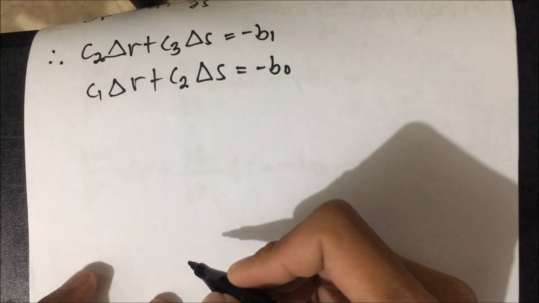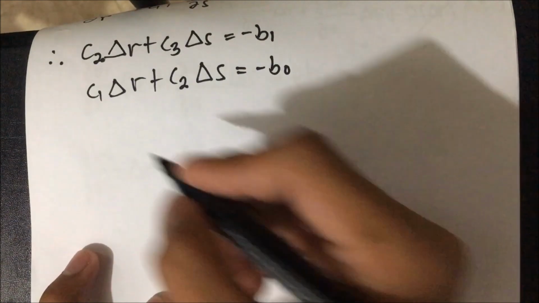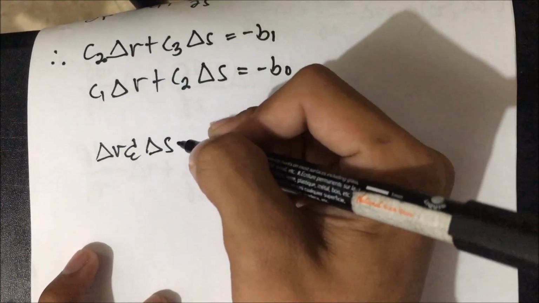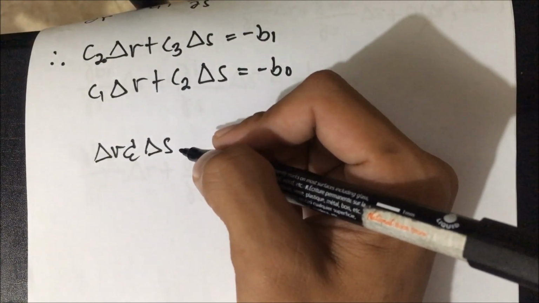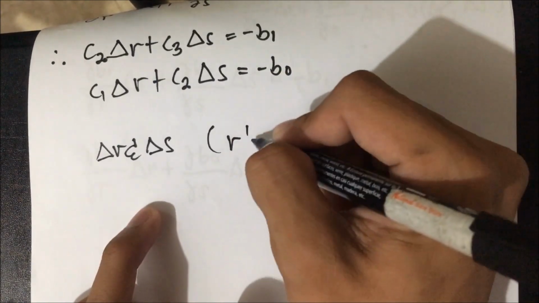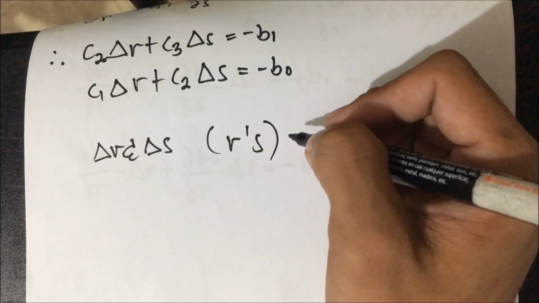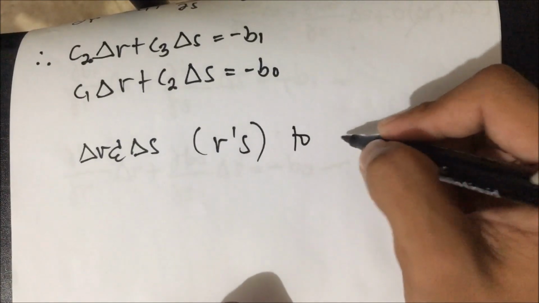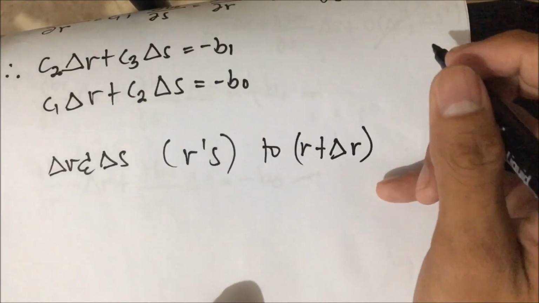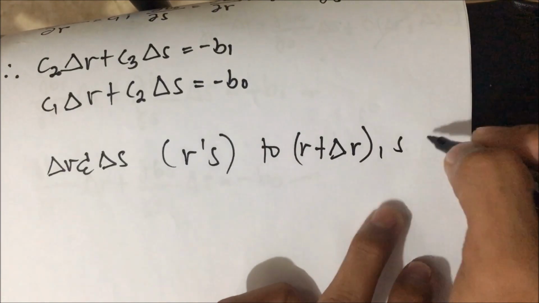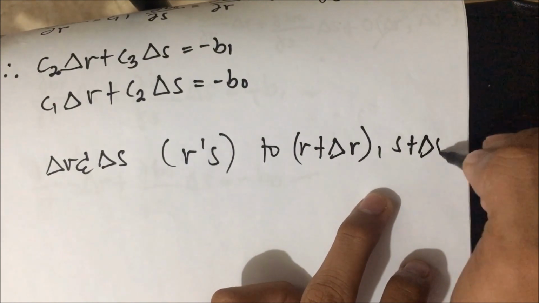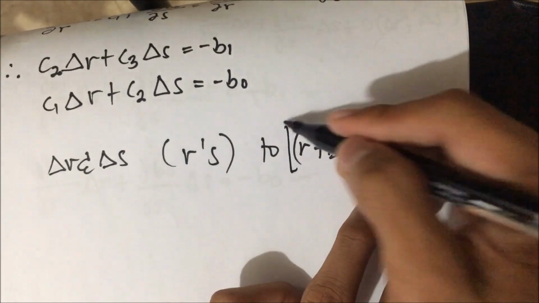Dito sa equation na to, masosolve na natin ang delta R and delta S. In turn, magagamit natin to para mapa-improve natin ang ating R and S na initial guesses natin to R plus delta R and S plus delta S. So, ayan.